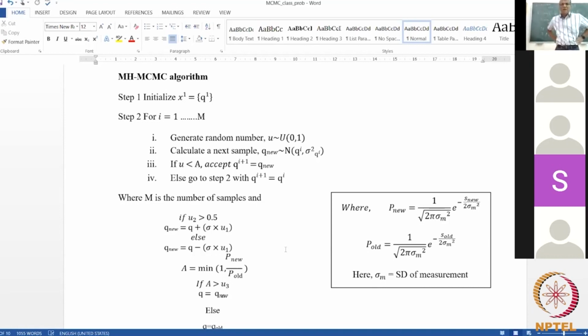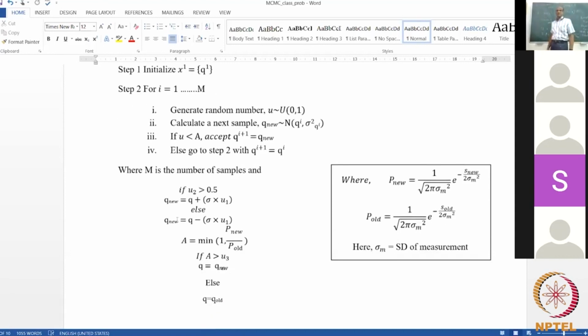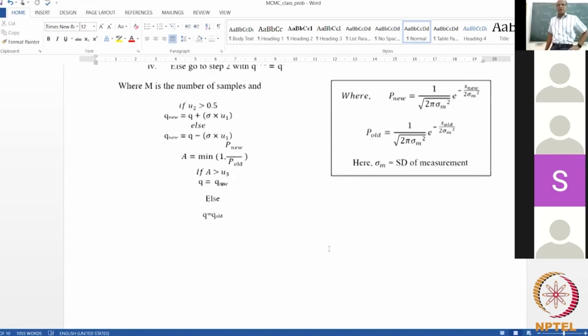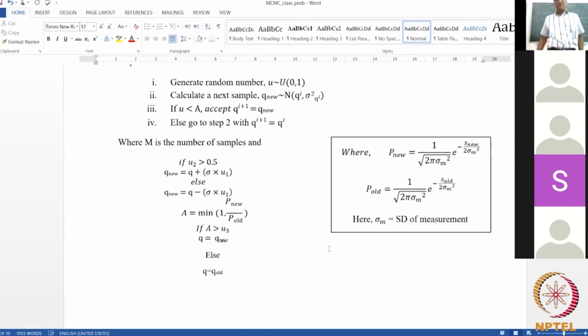What is u1? U1 is a random number, sir. Random number. What is that? Q new is q plus sigma into... There you're again saying that it is not the... It is not correct, Suraj. What you're saying is not correct. Sir, Q is the next sample, sir. Yeah, but in that case, you should not use the Gaussian on the right side, right? This one, sir. Yes, sir, this one for acceptance, sir. For acceptance. Okay, for acceptance. All right.